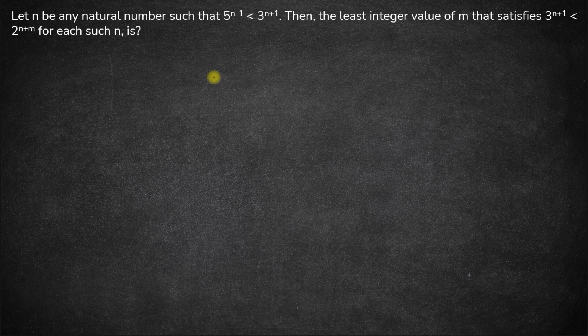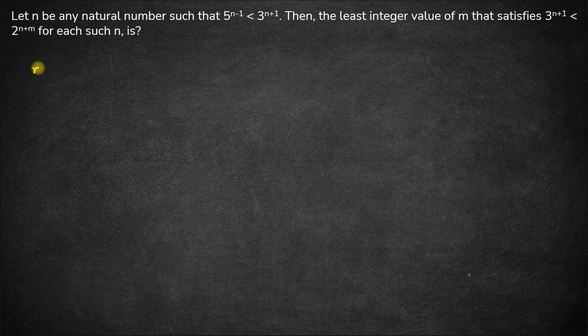Hi, here we have: let n be any natural number such that this inequality is true, then find the least integer value of m that satisfies the inequality for each n. It should be satisfying for each n, not just 1 or 2, for each n. Okay, so let's first figure out what values n can take.